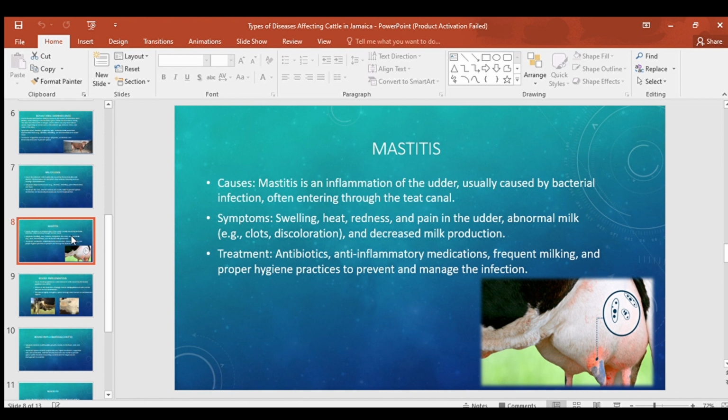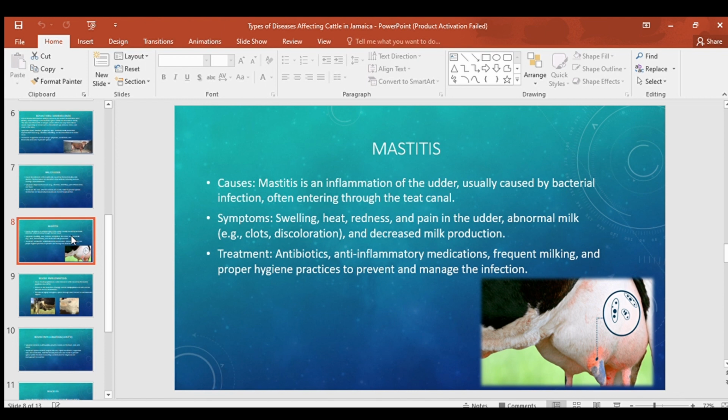Treatments of mastitis: you have antibiotics, including the today and the tomorrow antibiotics they normally use. You have anti-inflammatory medications. When an animal has mastitis, you have to milk them frequently to remove that milk and to prevent it from getting worse, because it can get worse. You have clinical, you have acute. It has different stages. So proper hygiene practices also prevent and manage the infection.